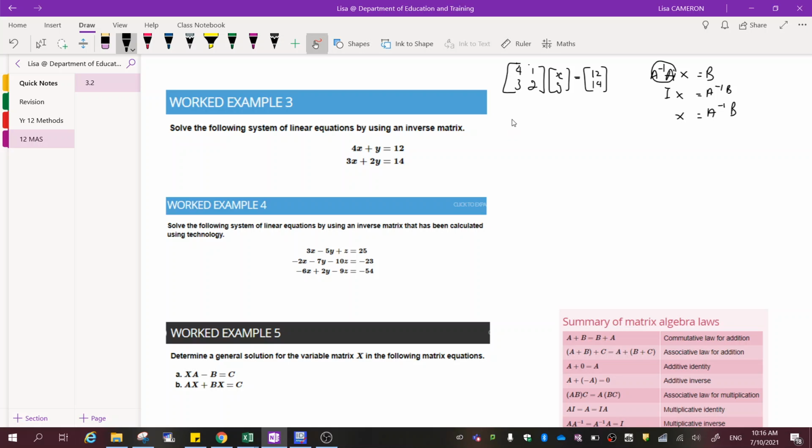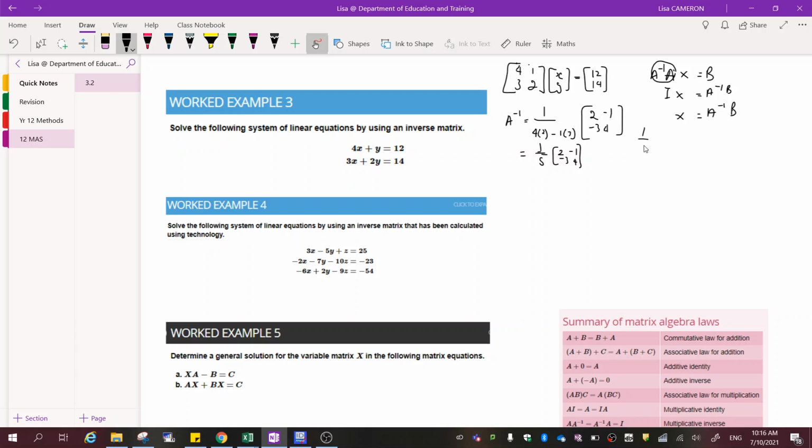So let's work out our coefficient matrix first. Okay, now I need to do 1 over the determinant, which will be 4 times 2 minus 1 times 3. And in my coefficient matrix, now these two will switch places, so it'll be 2, 4, -1, -3. Okay, so 1 over 8 minus 3 will give me 1 over 5, bracket 2, -1, -3, and 4. So now I can pop this in over here.